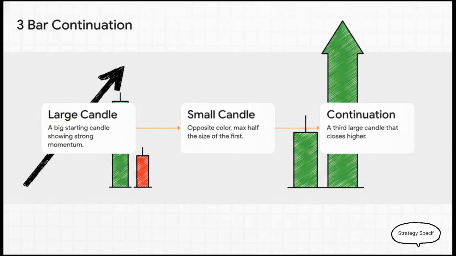Let's move to pattern 3 and see how this builds into trend continuation. We call this the 3-bar continuation. Picture a really strong uptrend. You get a large green candle, then a small red candle forms, and crucially, it shouldn't be more than half the size of that first one. Finally, a third, massive green candle smashes right past the second. It shows a strong trend, taking a brief little pause to catch its breath before powerfully resuming its direction.